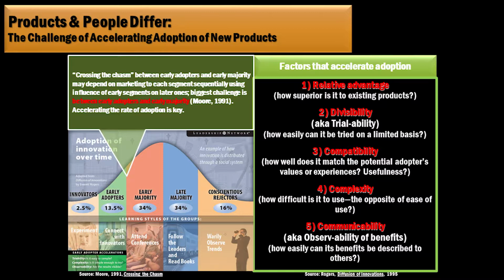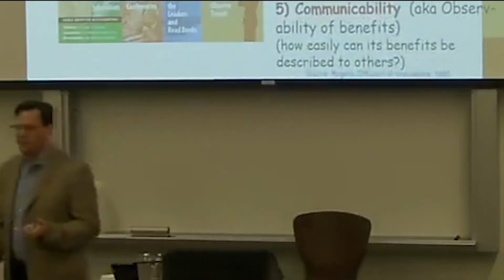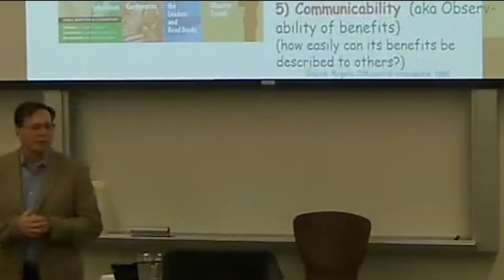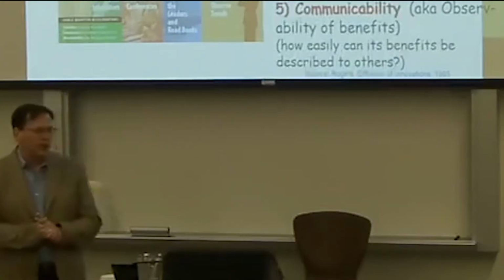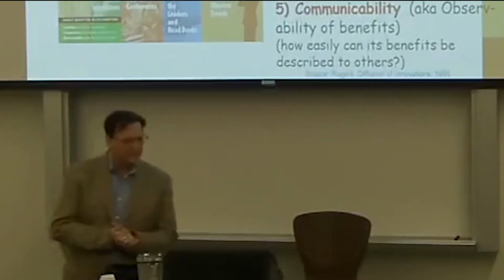So there are ways to accelerate adoption, and these are basically the 5 ways to accelerate adoption. Relative advantage, visibility, compatibility, complexity, communicability. Communicability is one I just gave you an example of in terms of TiVo. So you see that one. Two of the other ones are used a lot in technology. One of them is a proxy for ease of use. You notice what that is.